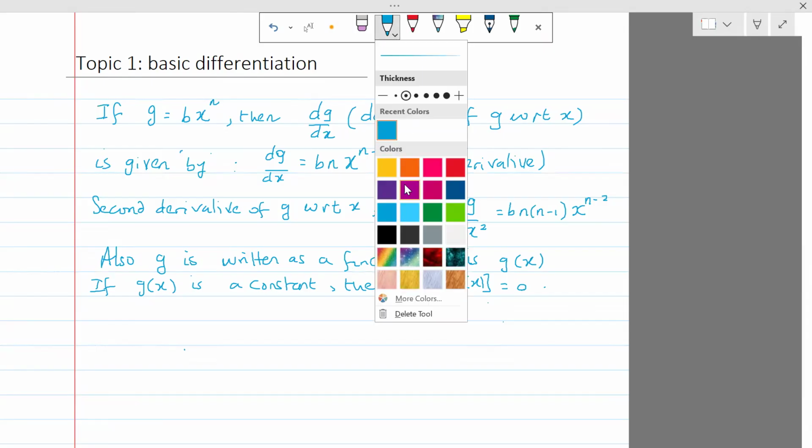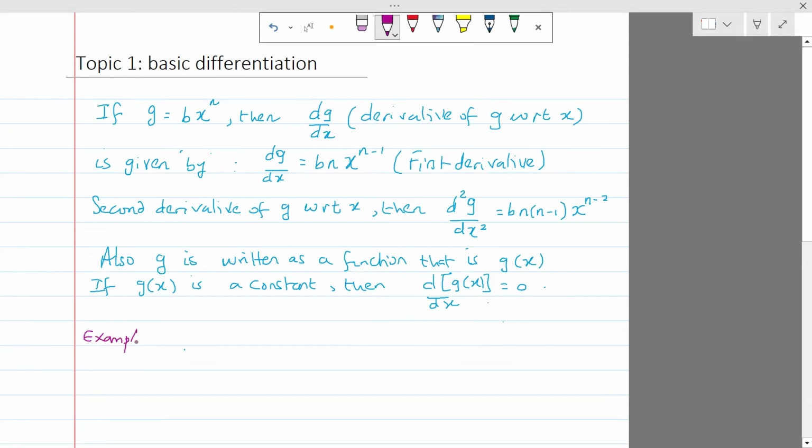Now let's look at an example. Let's say g becomes 3x squared. That is, I'm going to write it as follows. g is a function of x, and this is equal to 3x squared. Therefore, dg by dx becomes, I bring this 2 in the front, I multiply it, it becomes 6. And here I'm going to subtract 1, it becomes 6x.